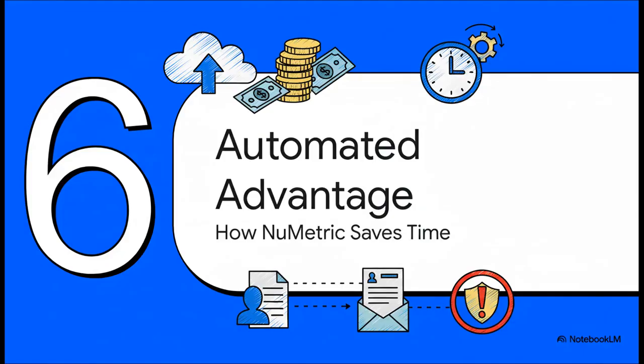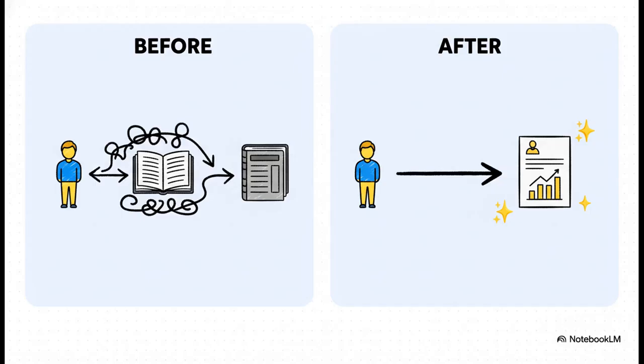Okay, now for the really cool part, the magic. After you've put in all that clean info and hit create, something awesome happens behind the scenes. This is why you're using a tool like NuMetric in the first place. Remember how it used to be? You'd add a customer, then you'd have to open up your accounting software or a spreadsheet and manually create a whole new entry for them in your books. It's a pain, right? Well, forget all that.